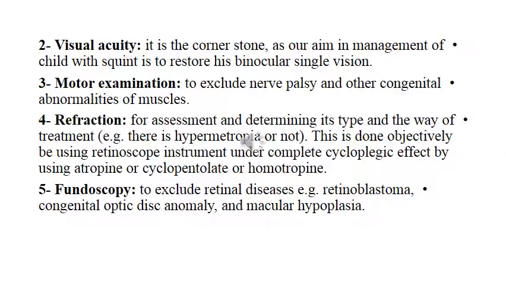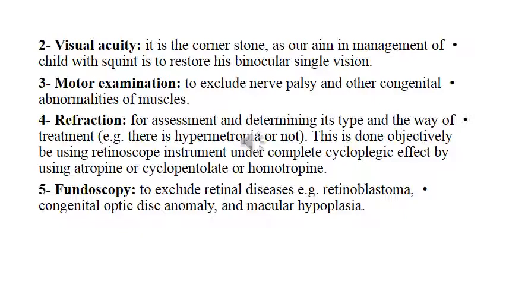After completing the proper history we mentioned, the second step will be these elements. Visual acuity is very essential. Every child with squint, we need to examine his visual acuity to know which eye is weak and which eye is of good vision. The second part of examination is motor examination. What do we mean by that? We test for ocular motility to see if there is any limitation in a certain direction. This might imply cranial nerve palsy.